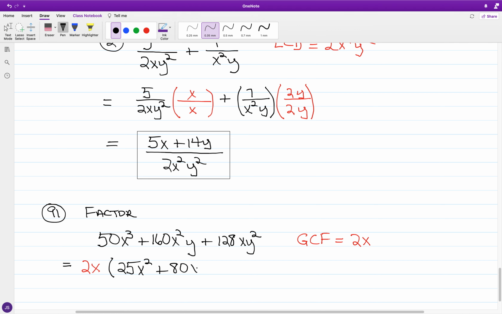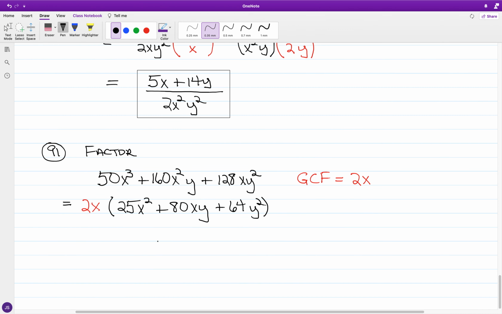plus 80xy plus 64y squared. Okay, so 2x is part of the mix, and the rest will come from factoring out the trinomial that we now have with 25x squared plus 80xy plus 64y squared. And re-entering the zone of the factoring by grouping.